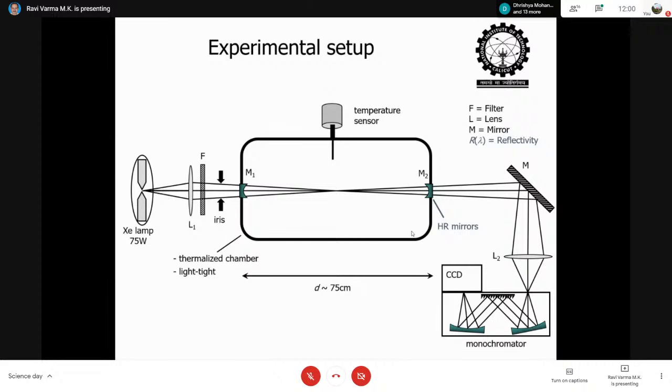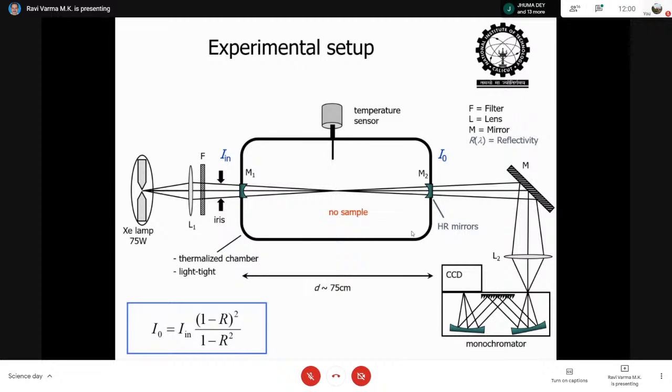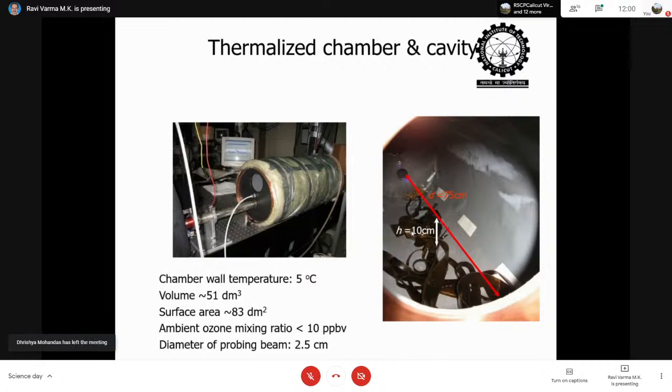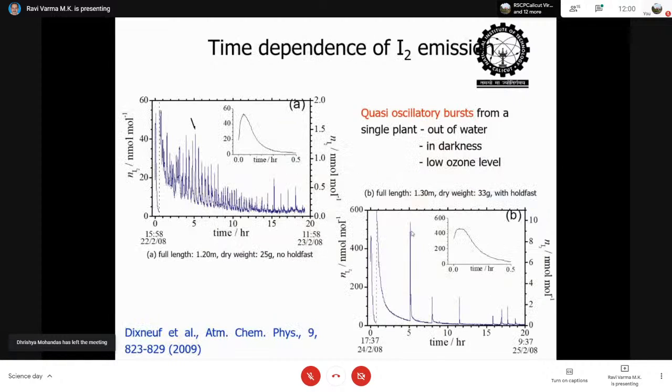We had a light source and a light detector. The light source is a lamp, and the detector is a CCD array spectrometer. We measure without the sample, we measure with the sample, we use some equations, and we find that iodine is emitted in huge amounts. You see little puffs of iodine, until about 24 hours later, when the seaweed was dead.